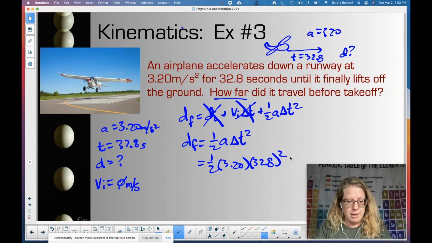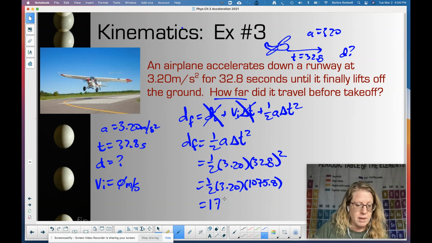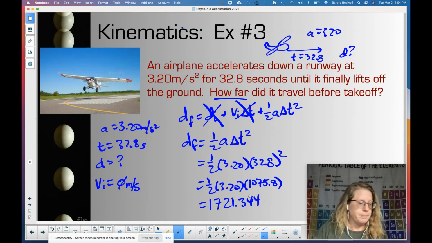So 32.8 squared is like 107.58, hard numbers for me to write. Then 1/2 times 3.20 times 107.58, and multiply those together. So times 3.20 and times 0.5. And again, I'm double checking myself because me and dyslexia, it's hard. So I get 1721.344. Again, that's kind of what I got on there. So we'll see how that works.